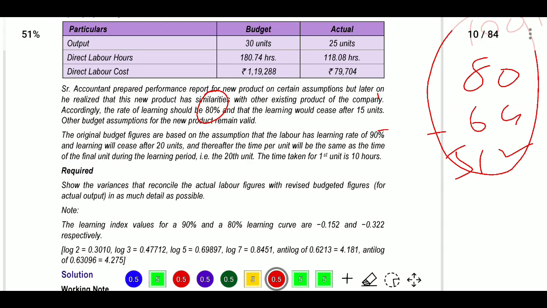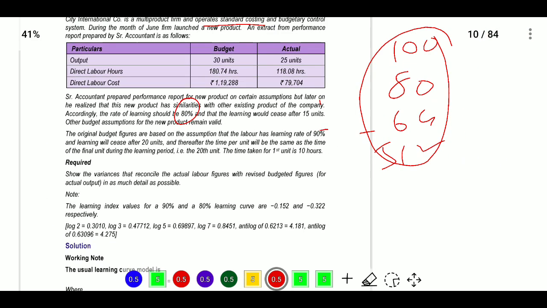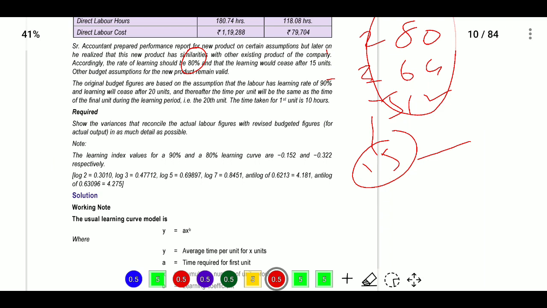Next, the learning would cease after 15 units. So we calculate for the first unit, second unit, third unit, fourth unit, up to the 15th unit. After 15 units the learning curve will stop, so it will take the same time. For example, if you reach 10 hours, then we will continue for our other products at 10 hours only, so we will reach the minimum time.